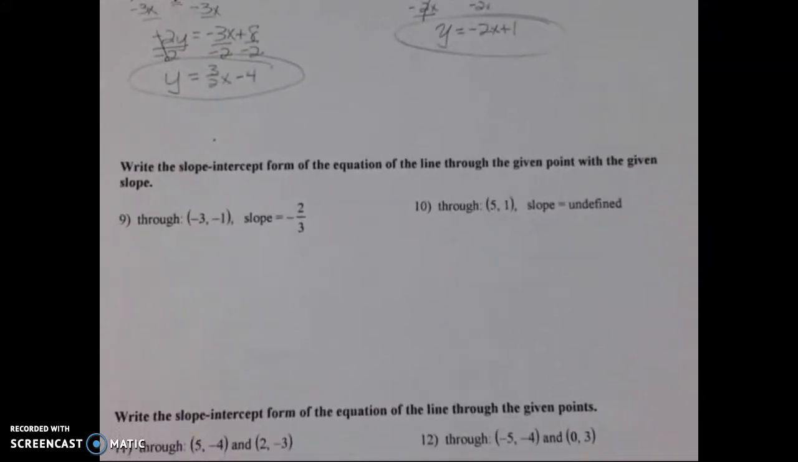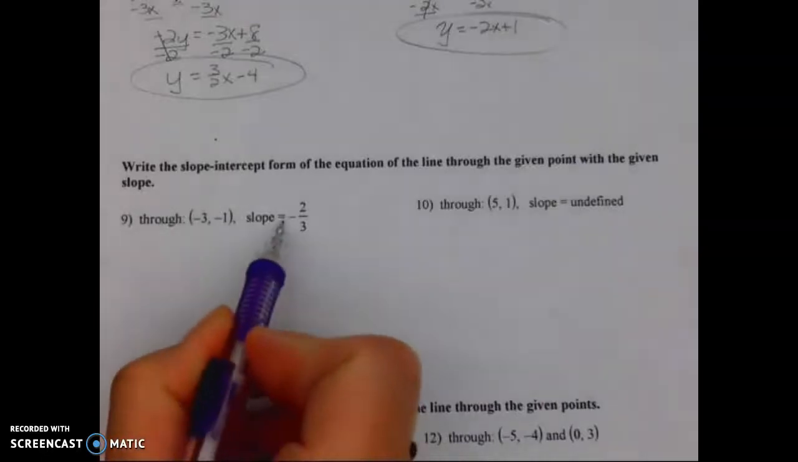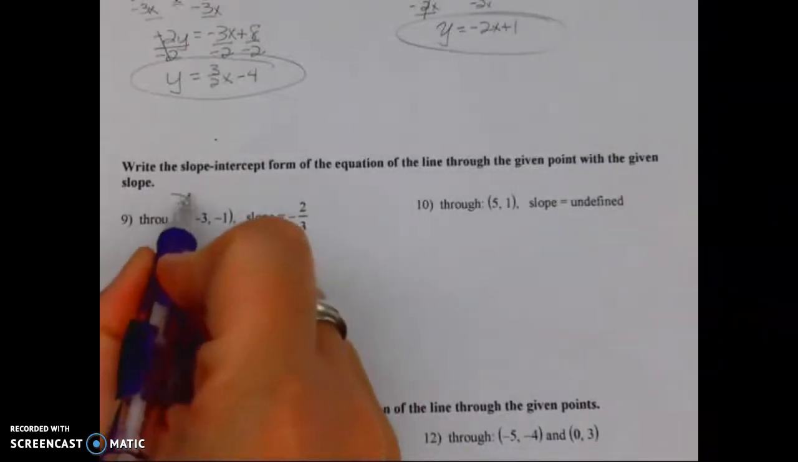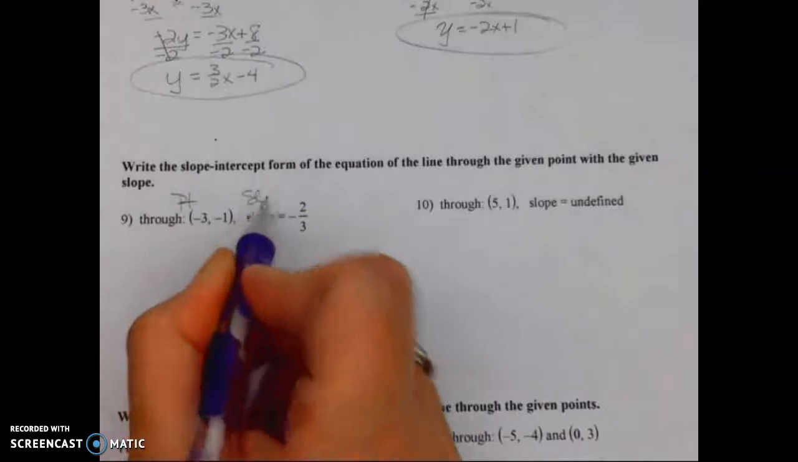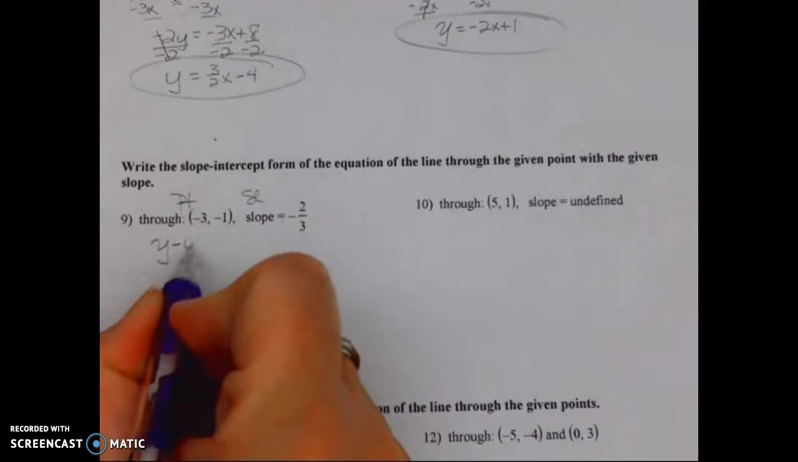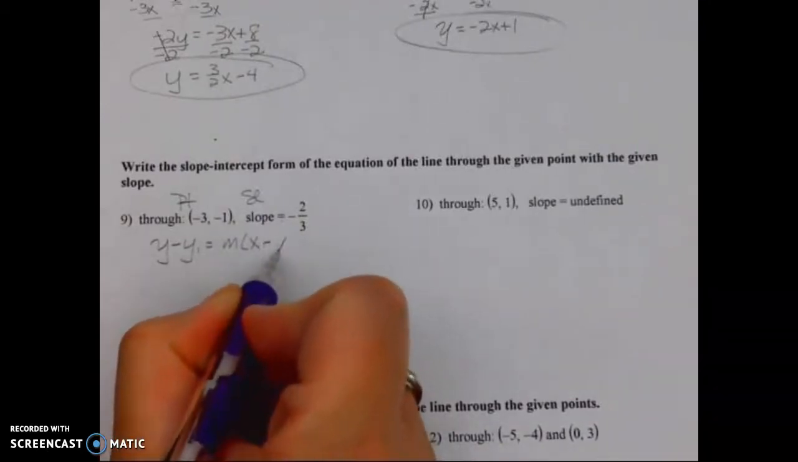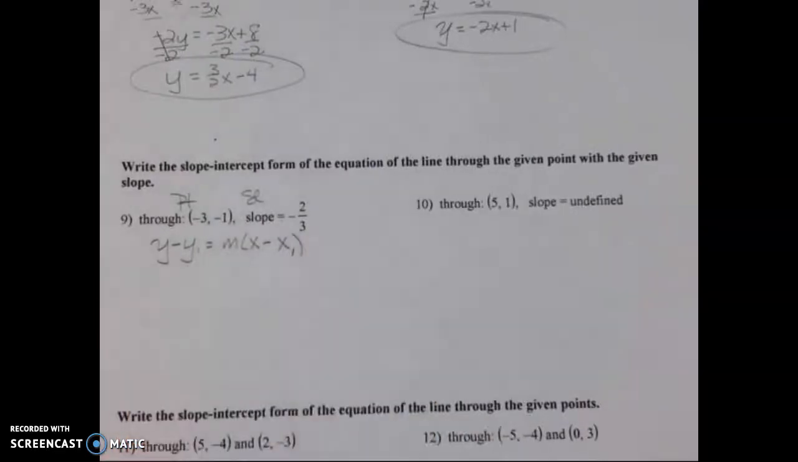Write the slope-intercept form of the equation through the given point with the given slope. Okay, you guys, you have to go back to that formula. I gave you a point and I gave you a slope. You have to use the point-slope formula. That formula is y minus y1 equals m times x minus x1. Watch how magical this is. This is math magical. Watch this happen.